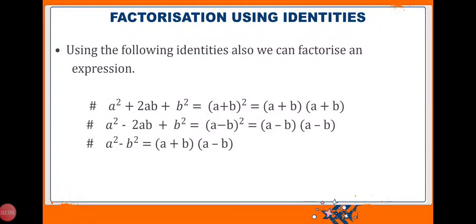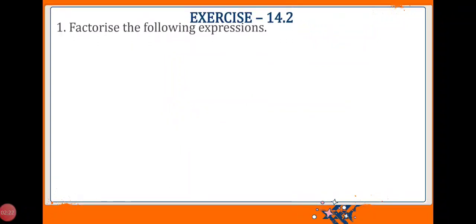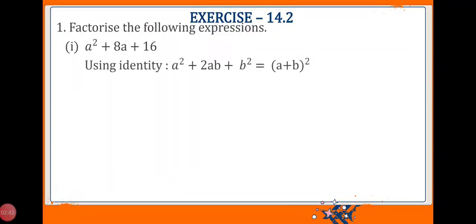Now let's apply this method of factorization by solving exercise 14.2. So exercise 14.2, question number 1, factorize the following expressions. Number 1, a square plus 8a plus 16. Now as you can see, there are 3 terms and the middle term is plus. So we can apply here the first identity, that is we will use the identity a square plus 2ab plus b square equal to a plus b whole square.